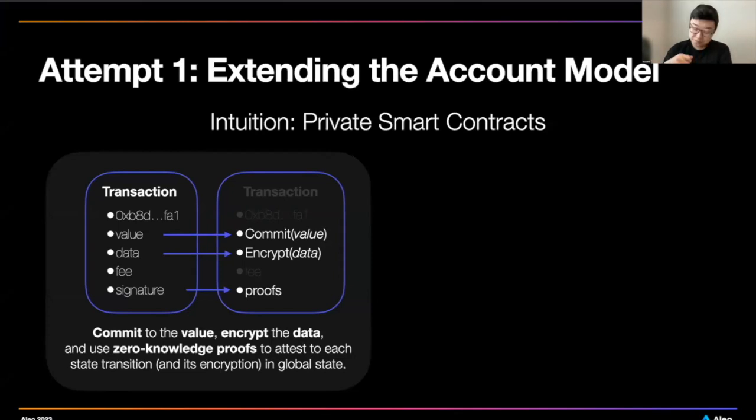Why? Because in order to attest to this transaction being correct, without leaking that data, you need to prove that the commitment and the encryption was done on the correct data in the correct way. And so a zero-knowledge proof here is extremely useful for attesting to the state transition and its encryption in global state.